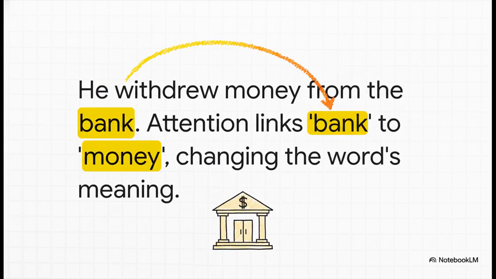Same exact word, bank, but a totally different meaning. This time, the attention mechanism latches onto the word money. It instantly sees that connection and correctly figures out that bank must mean a financial institution. This shows perfectly how transformers get context. It's not magic, it's just really clever math and relationships.